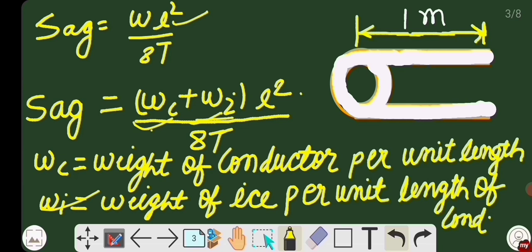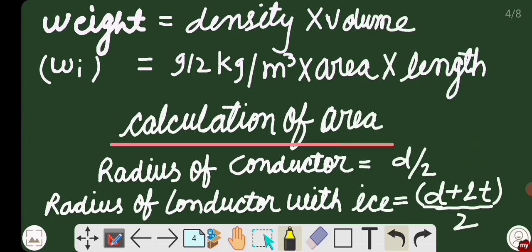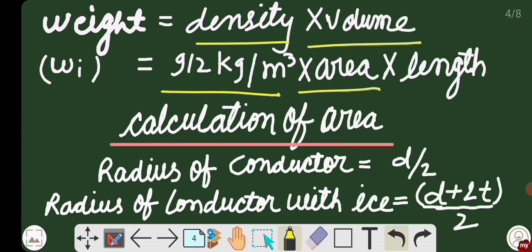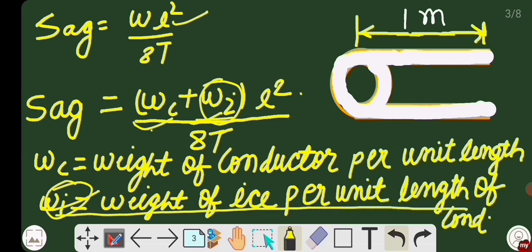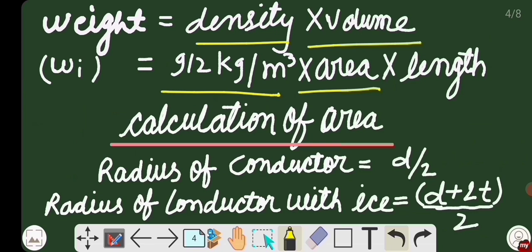So we calculate here the value of weight of ice loading on the conductor. For its calculation, as we know, weight is equal to density into volume, and also we know the density of ice is 912 kg per meter cube. Basically here we have to calculate the value of area, and the length is unity because WI is the weight of ice per unit length of conductor. So we calculate the area of ice on conductor.